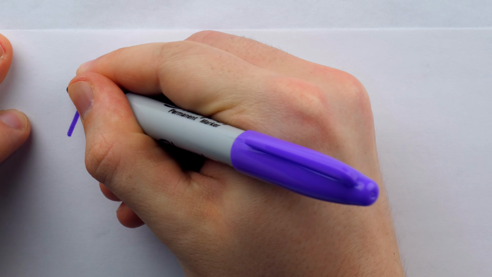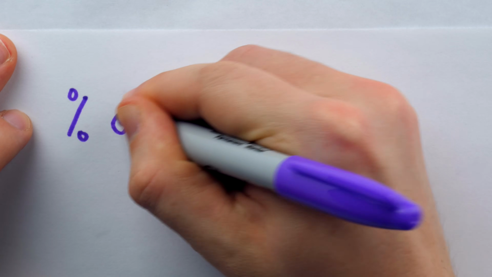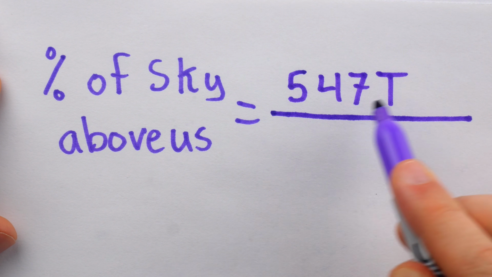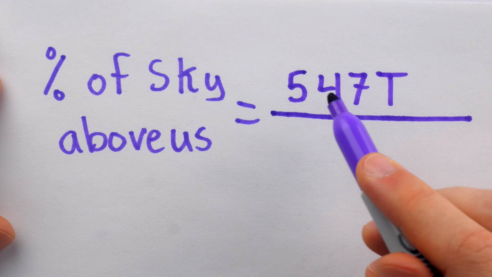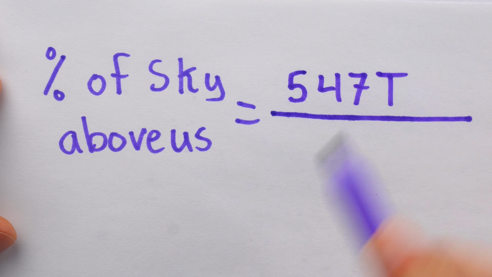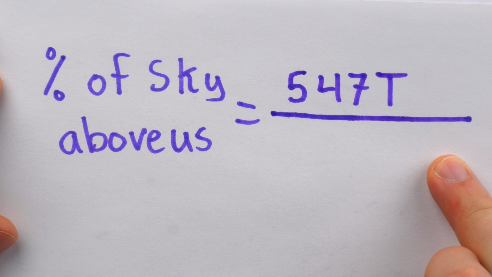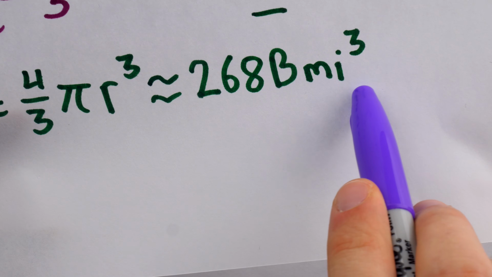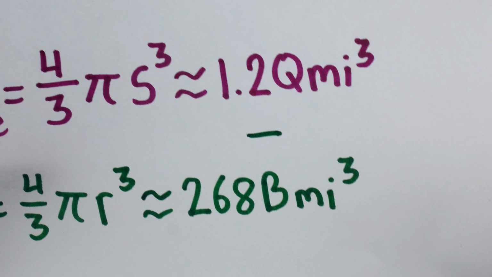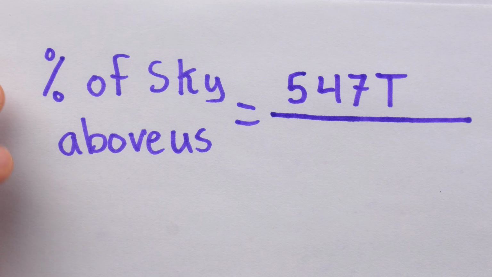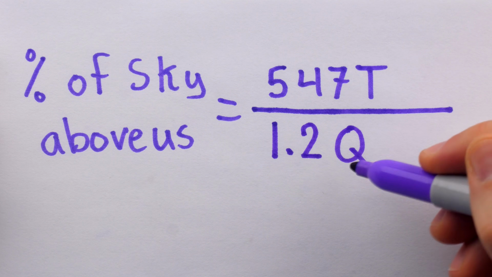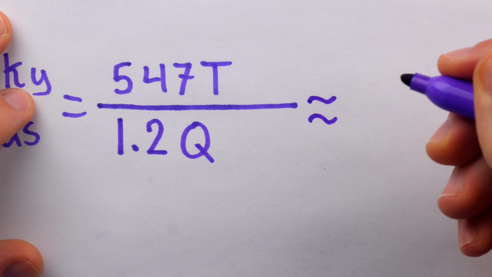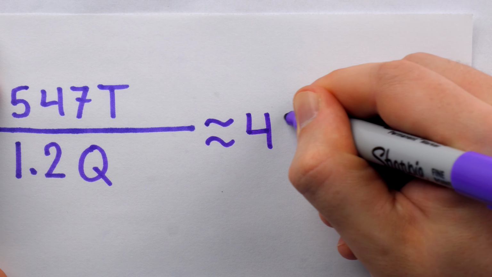And now at last, we can calculate the percent of the sky above us in the 3D model. The percent of sky above us is the amount of sky that is above us at any particular point, which we've calculated to be 547 trillion cubic miles, divided by the total amount of sky, which is this minus that. This is very small compared to that. Even after doing the subtraction, you get about 1.2 quadrillion cubic miles. Since both of these numbers are in cubic miles, we can cancel the units out, and what we end up with is a percent, and that is about 45%.